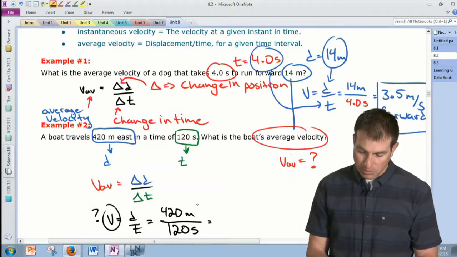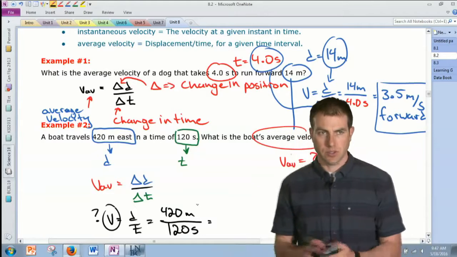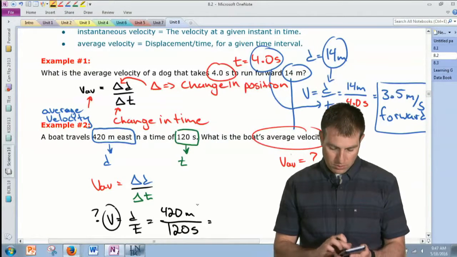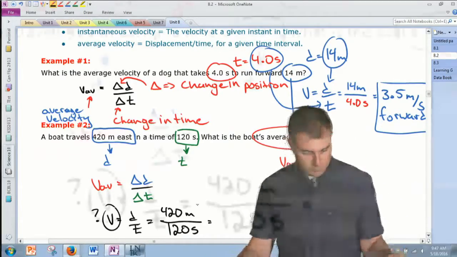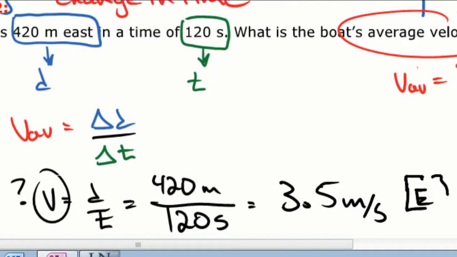So 420 divided by 120. It's going to be a decimal answer, so let's do that in my calculator. 420 divided by 120. 3.5. All right. So I end up with 3.5 meters per second, and this is where I will include my direction again. So I started in my question with a direction of east. My answer should be east as well.